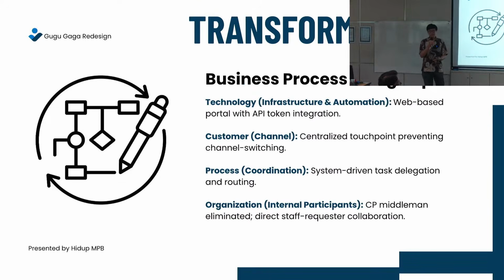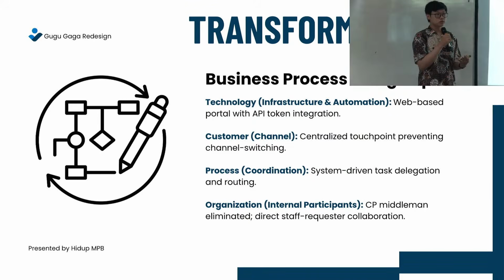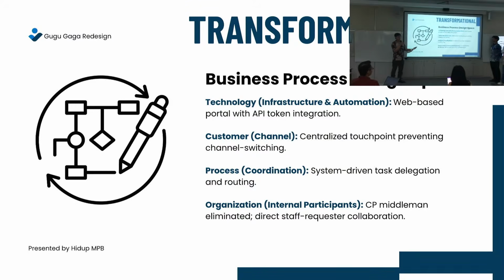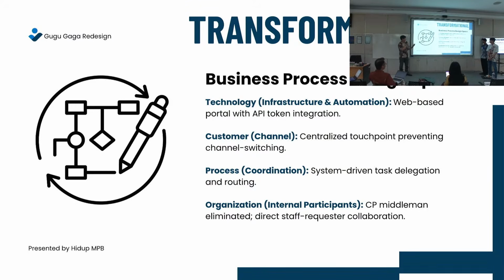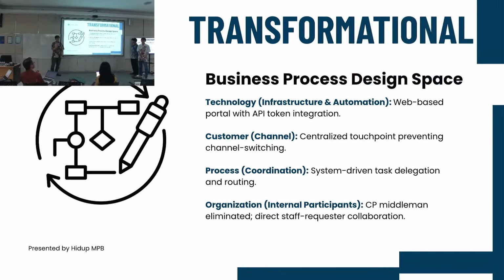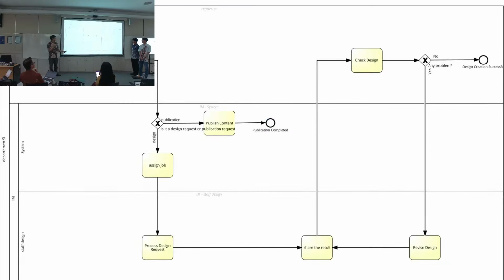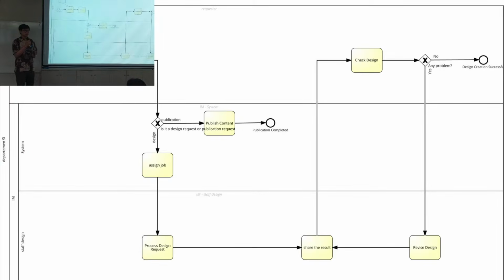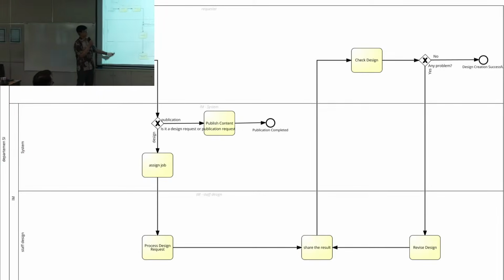Next, in this transformational redesign, we are focused on technology via website and API integration. We are focused on the customer. We are also focused on process via task delegation and routing, and on organization by eliminating the contact person and enabling direct staff and requester collaboration. So because of this redesign, we can simplify the business process diagram to look like this.